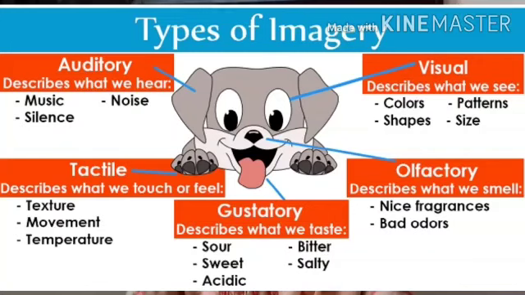Okay, now we can recollect it once again. First one, visual image, seeing effect. Second one, auditory image, hearing effect. Third one, olfactory image, smell. Gustatory image, taste. Last one, tactile image, touch and feel. These are the 5 main images.